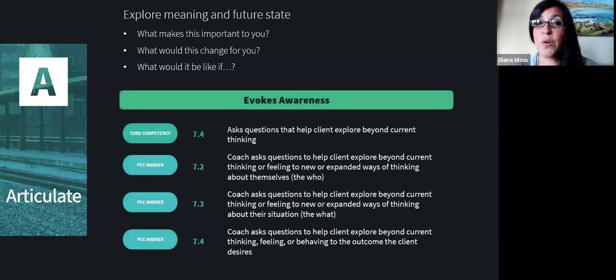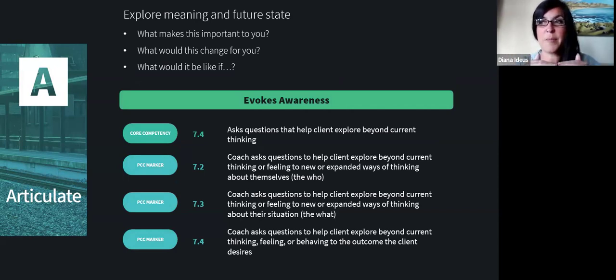We also use this to evoke awareness. So as coaches in alignment with the International Coaching Federation, we're not going back to the past. We're not getting a bunch of context because we're trying to solve it like consultants. We're looking at, how do we ask questions to help the client explore beyond current thinking? The client already knows they're thinking in the present. So what you want to do with your questions is to be looking up and out.